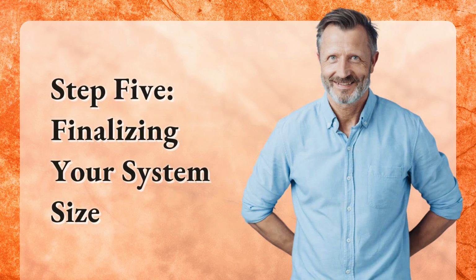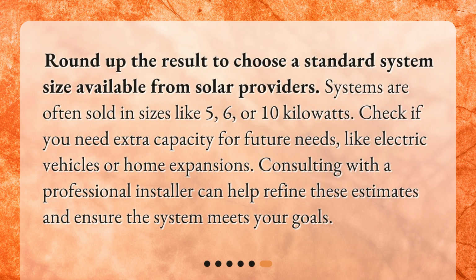Step 5. Finalizing your system size. Round up the result to choose a standard system size available from solar providers. Systems are often sold in sizes like 5, 6, or 10 kilowatts. Check if you need extra capacity for future needs, like electric vehicles or home expansions. Consulting with a professional installer can help refine these estimates and ensure the system meets your goals.